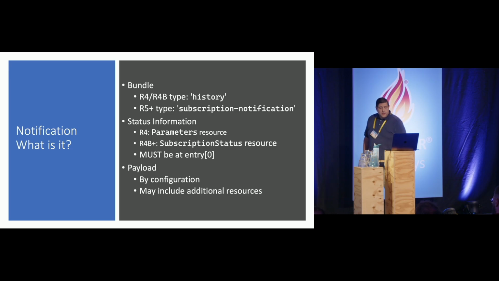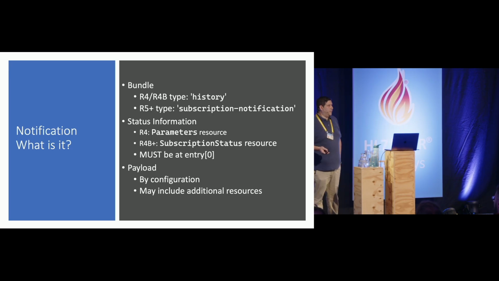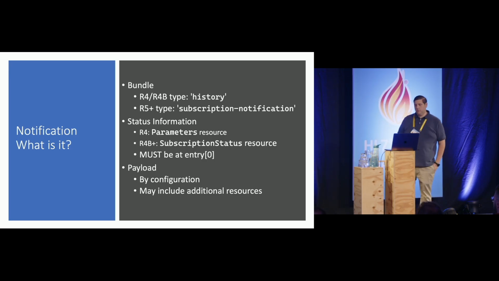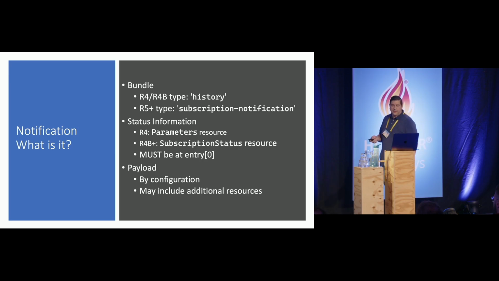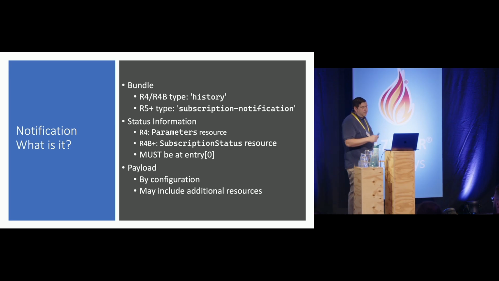So the notifications, again, are always bundles. The first thing in the bundle is the status information. In R4B and later, we use the subscription status resource, and in R4, I won't say earlier because we haven't backported it further than R4, but we use a parameters resource. It was the best thing we could do to get that information. It must be entry 0.